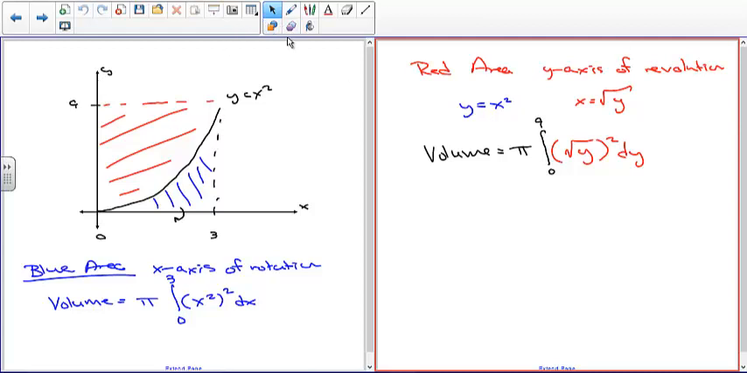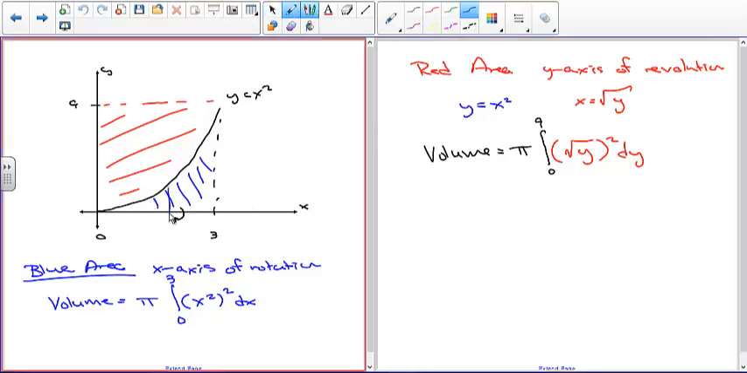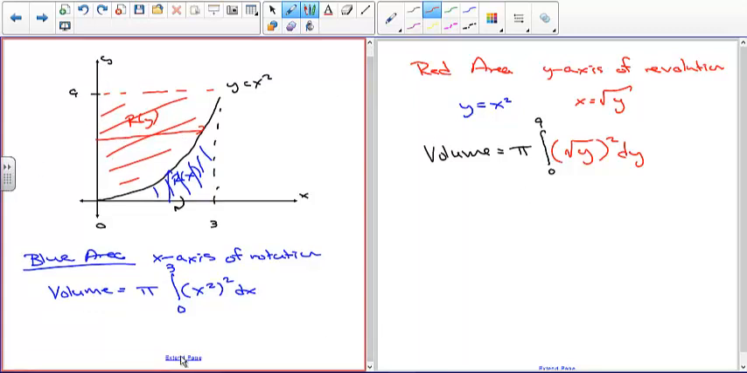So for the blue area, the radius is this. That's r of x. And for this one, the radius is this, and it's r of y. Okay, so that's the radius that we're rotating this element, a rectangle, around this curve. So go ahead and calculate these two things, just to give you some practice here.